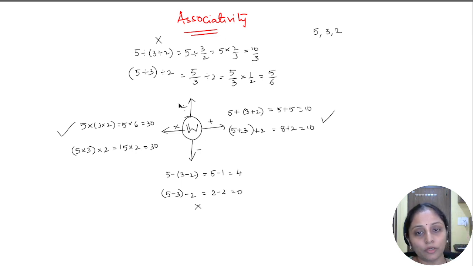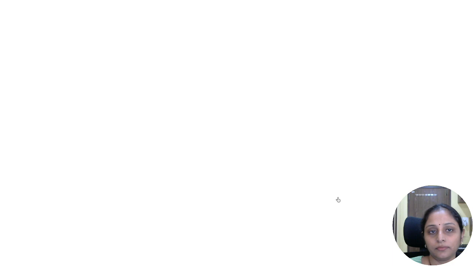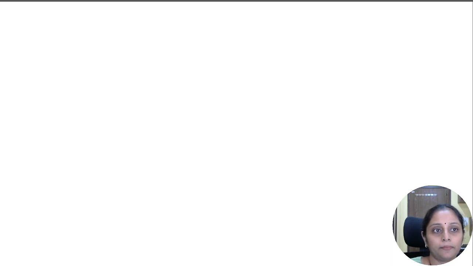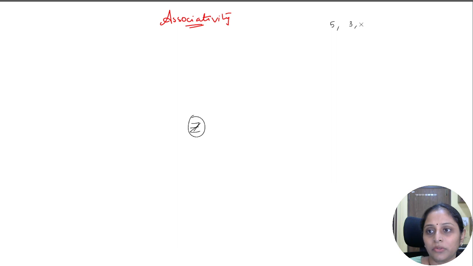Now coming to the set of integers. Associativity for the set of integers. Now again we are going to take any three elements. For simplicity, I am going to take the same elements, simply put a minus for one of them, right?